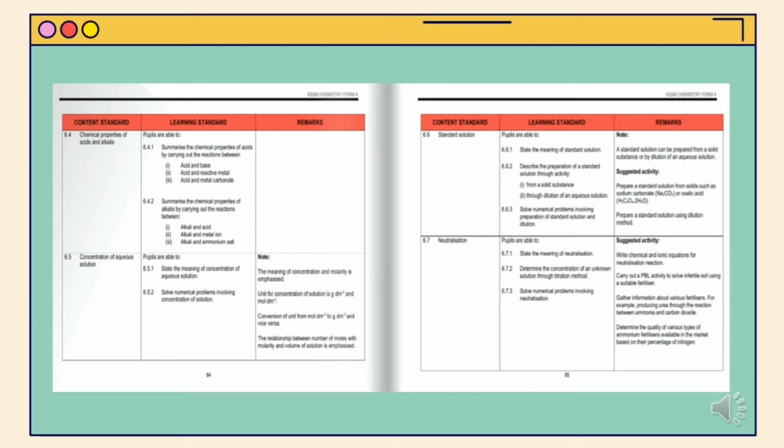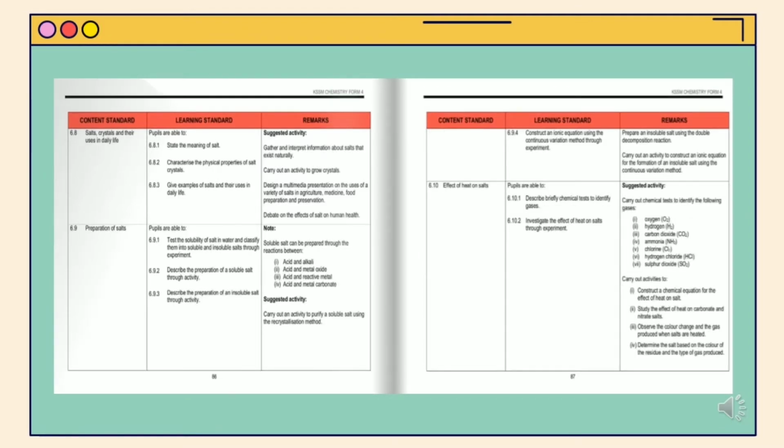Next, content standard 6.7 neutralization, there are also three learning standards which are: state the meaning of neutralization, determine the concentration of an unknown solution through titration method, and solve numerical problems involving neutralization. So continued by 6.8, 6.9 and 6.10.